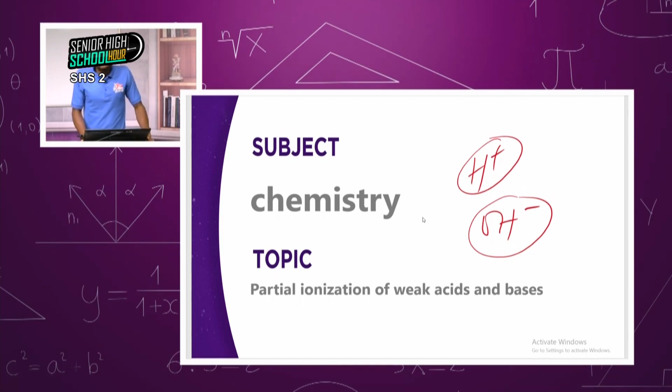So, the equilibrium constant for weak acids and bases, we will use K sub A and then K sub B to describe them. That is the equilibrium constant for weak acid dissociation, Ka, or equilibrium constant for weak base dissociation, K sub B. So that will lead us to partial ionization of weak acids and bases.